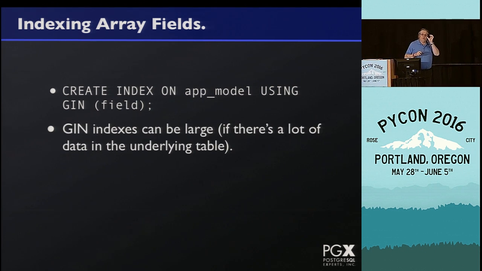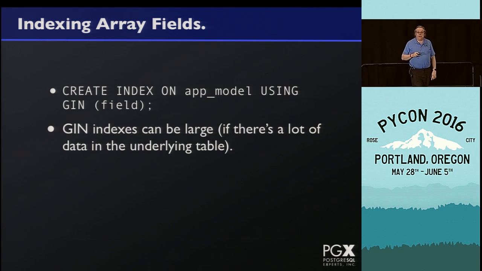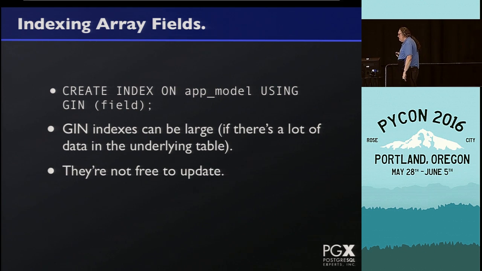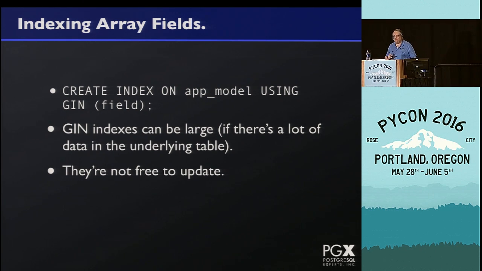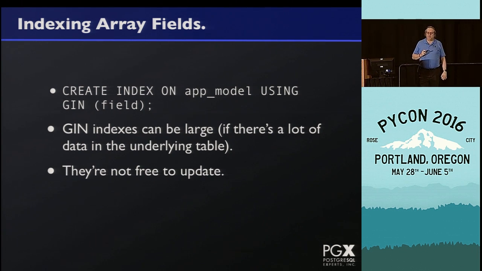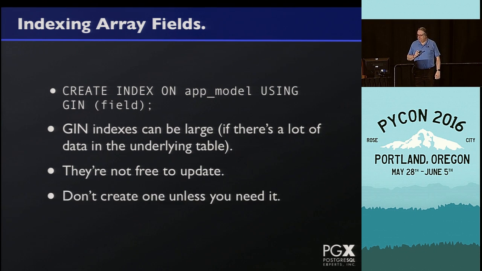Gin indexes can be large, especially if there's a lot of data in the underlying tables. If these are big tables, the gin indexes can be pretty large. They're also kind of not free to update. Postgres 9.5 and 9.4, however, have some optimizations in this regard, so this isn't as big a deal as it used to be. But just keep in mind that compared to a B tree, these could be both a time and a performance size hit. So don't create one unless you need it.